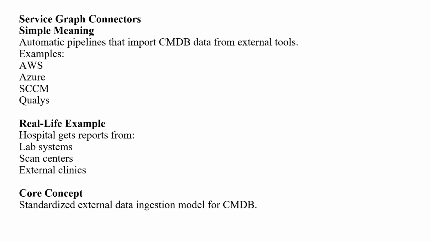So what are service graph connectors? Service graph connectors automatically import CMDB data from external tools in a standardized format. An example is AWS, Azure, and SCCM sending infrastructure data directly into the CMDB using service graph connectors. A real life example is a hospital receiving patient reports from external labs, scan centers, and partner clinics. So the important concept is that service graph connectors standardize and automate external data injection into the CMDB.